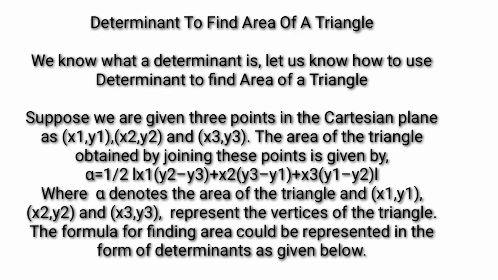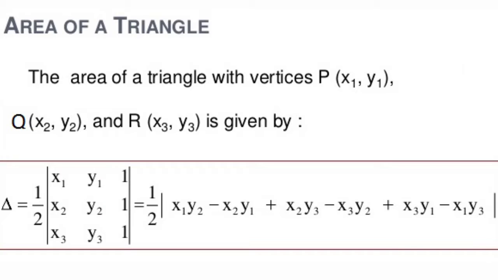Okay students, determinants to find the area of a triangle. We know what a determinant is; let us see how to use a determinant to find the area of a triangle. Suppose we are given 3 points in the Cartesian plane as (x1, y1), (x2, y2), (x3, y3). The area of the triangle obtained by joining these points is given by 1/2 modulus of x1(y2 - y3) + x2(y3 - y1) + x3(y1 - y2). So using this formula we can find the area of a triangle.